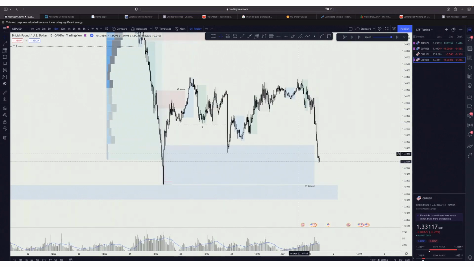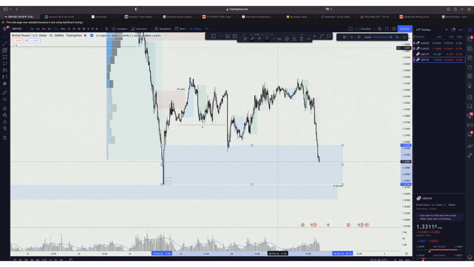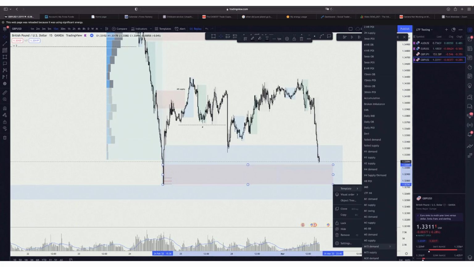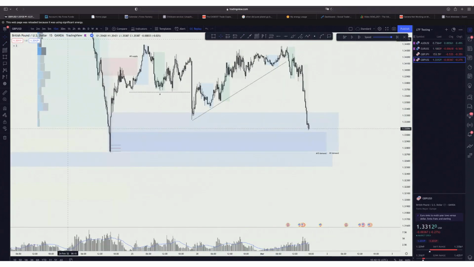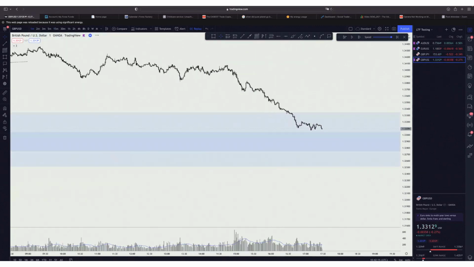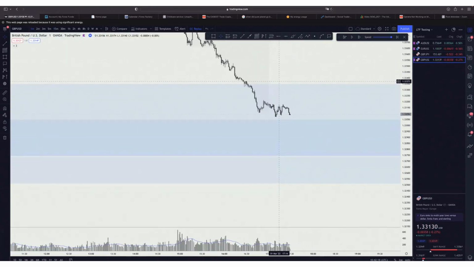Okay, so I don't think we've had one successful long today, have we? So let's just quickly mark that as my M15 demand. We've got inefficiency. We have taken out liquidity with this whole push down. So let's go to the 1 minute, see if we've got anything. Let's just play it forward a little bit.